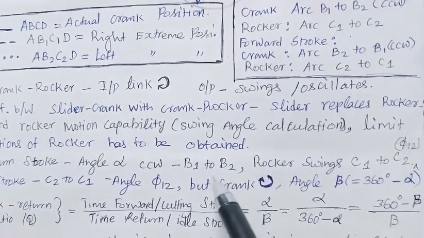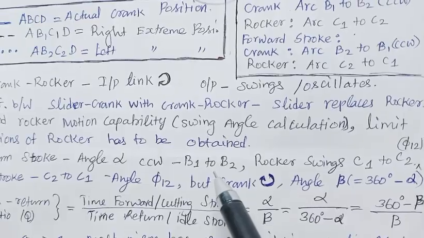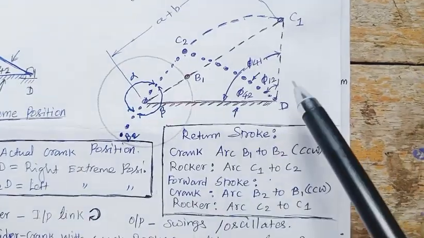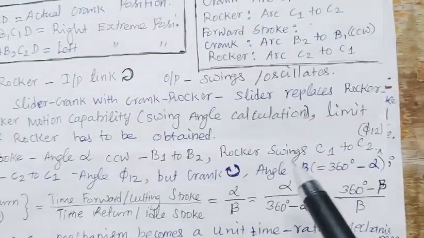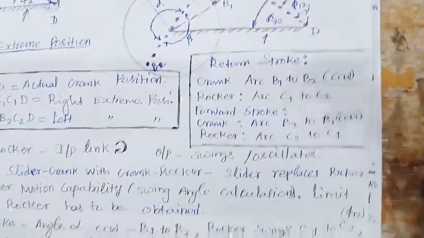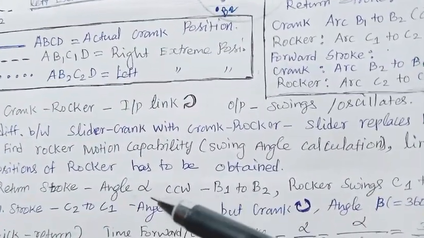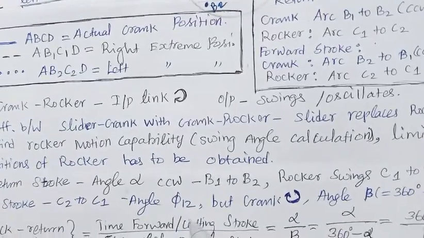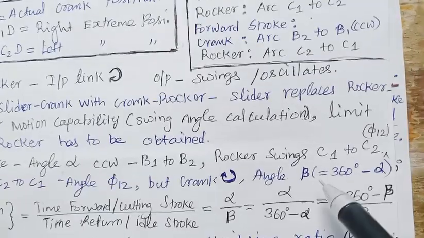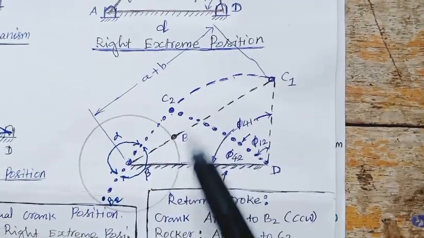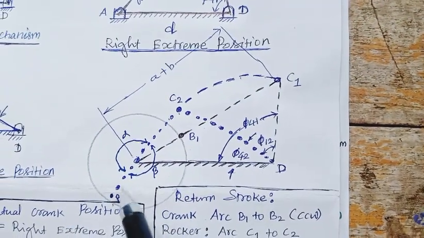through an angle phi 2. See the concept: angle alpha from B1 to B2, this is the alpha angle, and the rocker swings from C1 to C2. This is called the return stroke, and vice versa, the forward stroke is C2 to C1, just opposite, through angle phi 2, but the crank rotates through angle beta, which is equal to 360 minus alpha. This is the case.